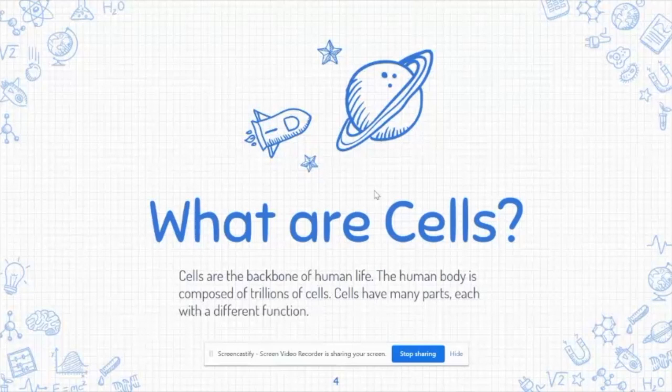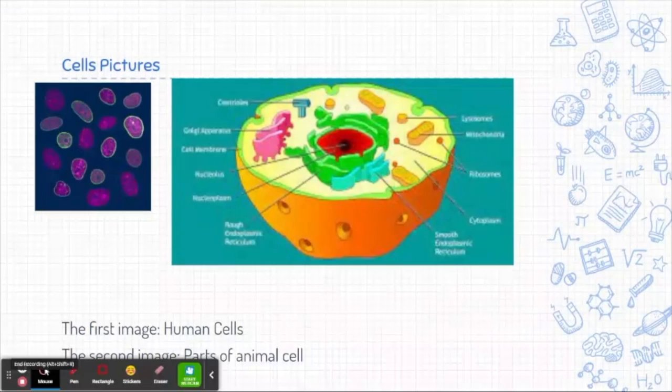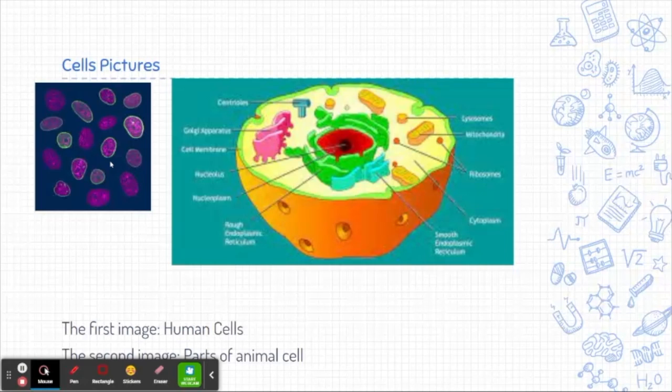So what are cells? Cells are the backbone of human life. There are many cells in a body, trillions of cells. Cells have many parts, and each part serves a different function, which makes cells function. In total, there are three types of main cells: human cells, animal cells, and plant cells. The first image shows a picture of human cells. The second image shows parts of an animal cell. In the animal cells, there are many components of a cell, such as centrioles, Golgi apparatuses, lysosomes, ribosomes, etc.